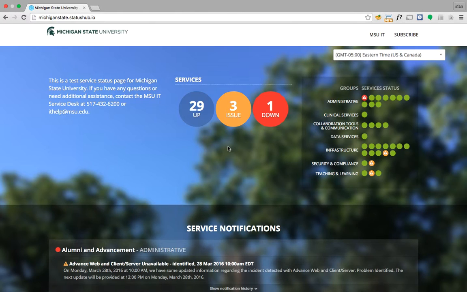Hey guys, today I'm going to be doing a WCAG review of Status Hub, which is a website that talks about server times and what's running and what's not running, that Michigan State University is looking at maybe purchasing and seeing if they're going to use it for IT services, so that different people in the university can know if servers or services are up and running.